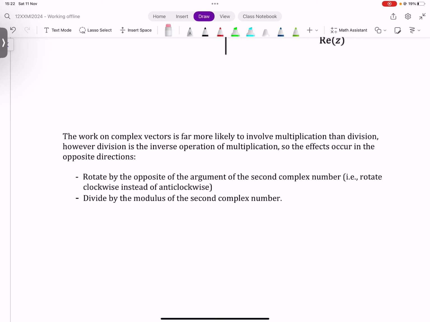However, division, remember, is the inverse operation of multiplication, so the effects occur in the opposite directions. So when we divide two vectors, instead of rotating anti-clockwise, which is the way we normally rotate arguments, we're going to rotate back the other way. We're also going to divide the modulus of the first complex number by the modulus of the second complex number.